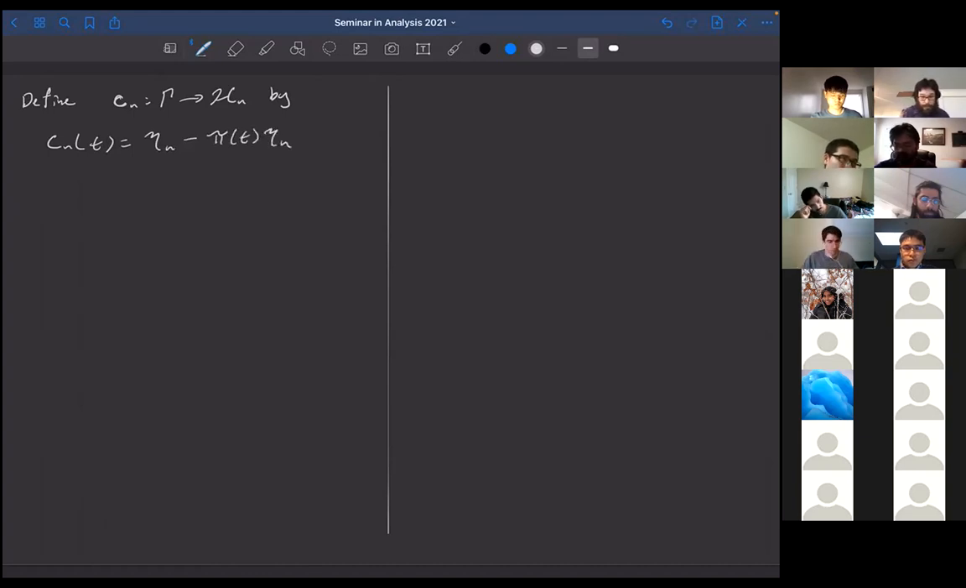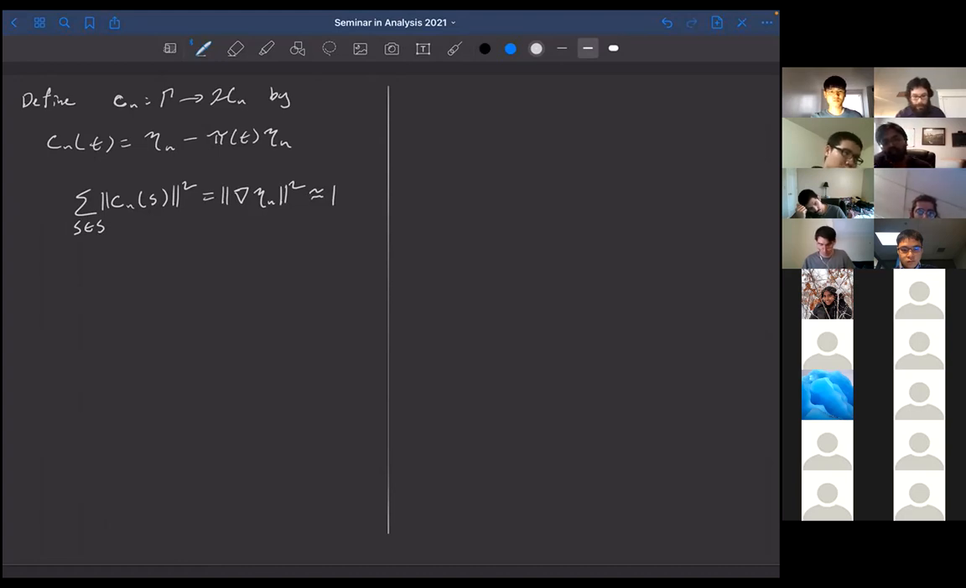So these are cocycles. And what do we see? I already showed you that if we look at the sum over s in S of the norm of cn of s squared, this is exactly equal to the gradient of ηn squared, which is very, very close to one. So in particular, that means that these sequences, cn of s, are always bounded sequences because their sum squared is less than or equal to one. So each individual element has to be less than or equal to one.